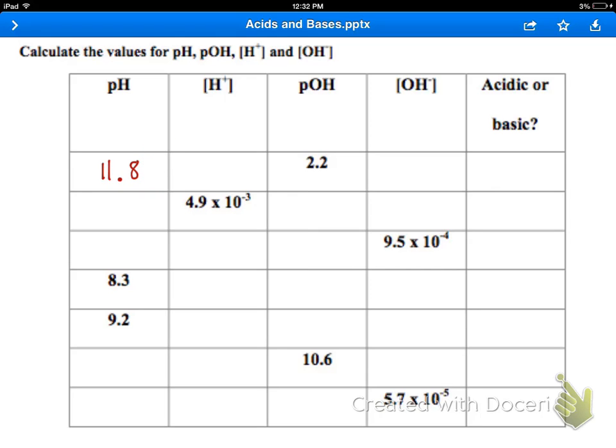So I'm going to fill it in, and just pause it whenever you need to and try to work it out yourself, and use the video as a guide to check and see how you're doing. Protons, and then the hydroxide, and then it's going to be basic because the pH is 11.8. Okay, are you ready? Pause now and get your calculator and work on the chart, and then check and see how you do.